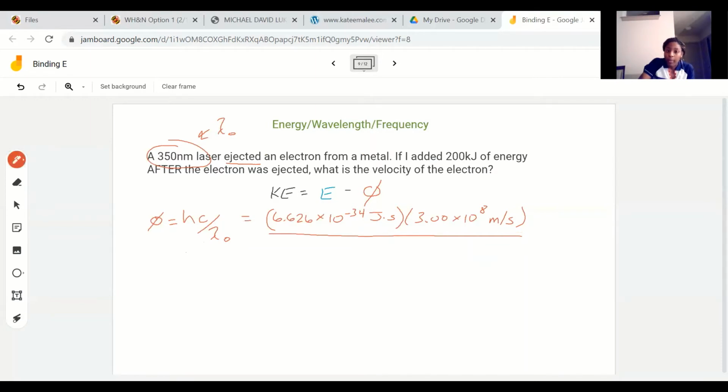And because we are dealing with these units right here, the joules times seconds and meters over second, remember we need to have the same unit, so that wavelength has to be in meters. So in this case, I need to change 350 nanometers to meters. And if you have done this enough times, you'll know that that's really just 3.50 times 10 to the negative 7 meters. So we're just going to go ahead and solve that.